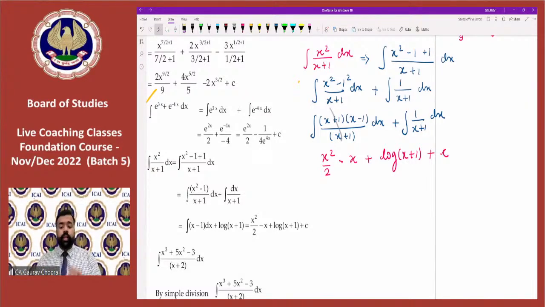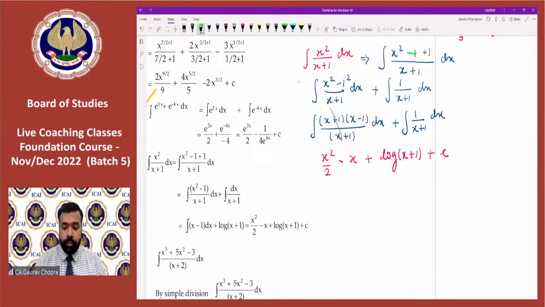So here there are two functions getting divided, and in the denominator we have x plus 1. Now, if we have to remove the value from the denominator, we require x plus 1 in the numerator. All right, we require x plus 1 in the numerator. So that is why we have added and subtracted 1.